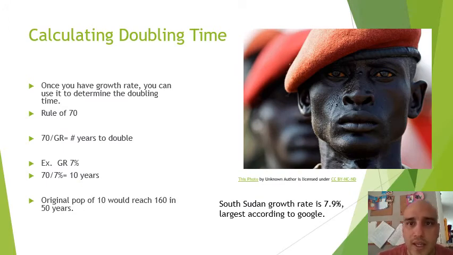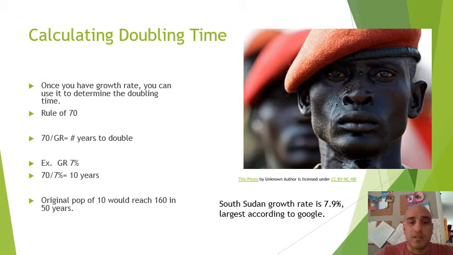So here we have a formula to calculate something called doubling time, and we use a formula called the rule of 70. And so what we want to do is take 70 and divide that by the growth rate, and when we get that, we're going to get the time in years that it takes for a population to double in its size. And so here we have an example of 7% growth rate. So we take 70 divided by 7%, we have 10 years. So that means it takes 10 years for that population to double.